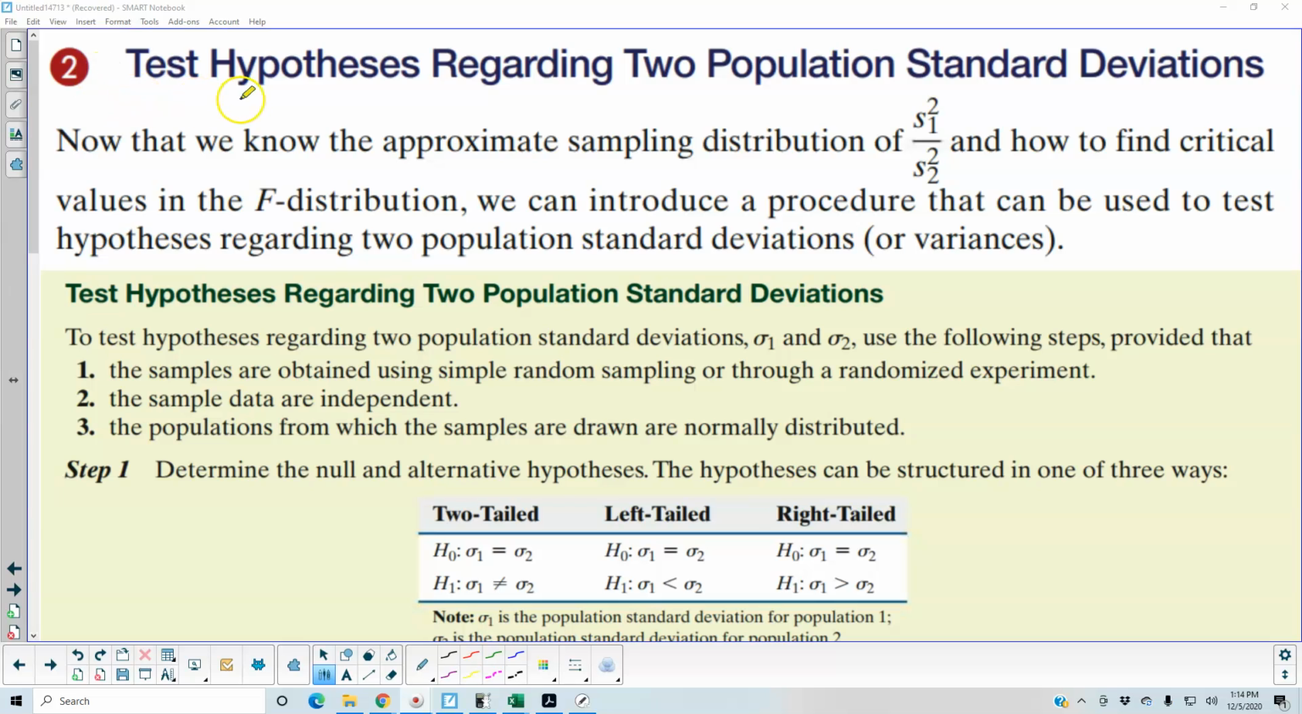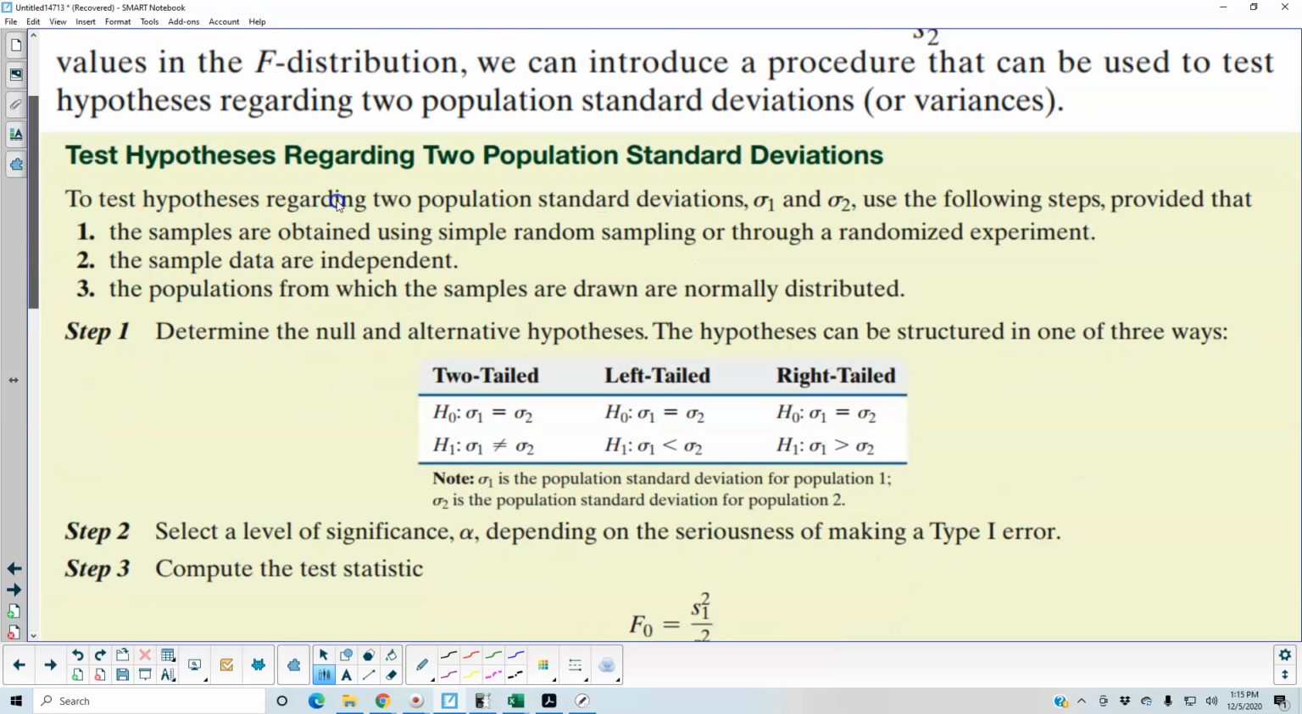Objective number 2, test hypotheses regarding two population standard deviations. Now that we know the approximate sampling distribution of the sample standard deviation of population 1 squared divided by the sample standard deviation of population 2 squared, and how to find critical values in the F distribution, we can introduce a procedure that can be used to test hypotheses regarding two population standard deviations or variances.